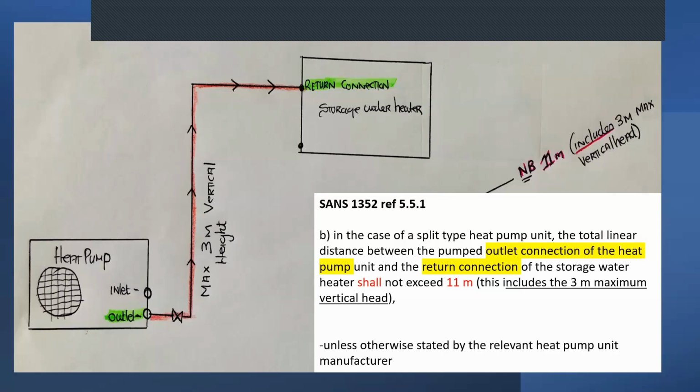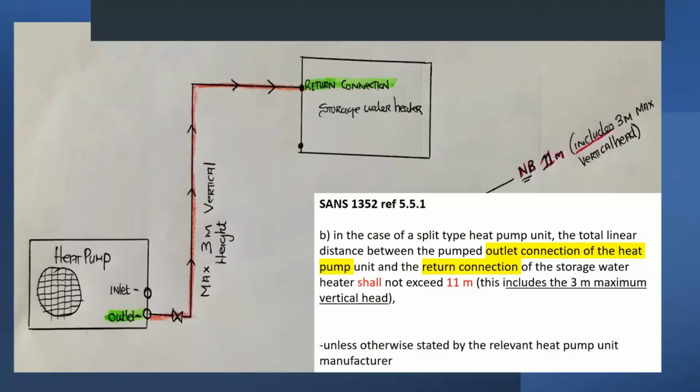head. I have also put at the bottom that the standard does say, unless otherwise stated by the relevant heat pump manufacturer. So it's very, very important to also consult with the heat pump manufacturer. You may find that they say, no, we wanted 9 meters, and then obviously you'd have to work within those confines or requirements, or they may even say slightly more. So please, it says otherwise stated by the relevant heat pump manufacturer. It's very, very important to know.